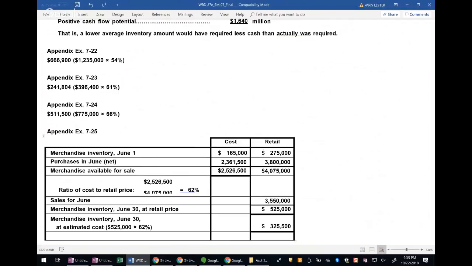Now if sales at retail, of course, was 3,500,000, you subtract. You've got 525,000 left at retail, whether that's on your computer or you go out in the store and count it. So you multiply that by the 62% and you get 325.5. All right. How many of you had gotten down to the 325.5? Okay, only about 4 of you, not enough.